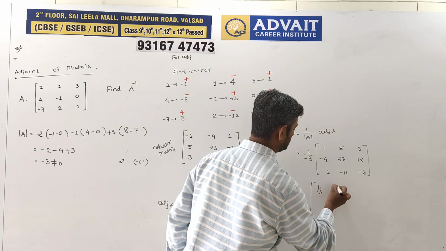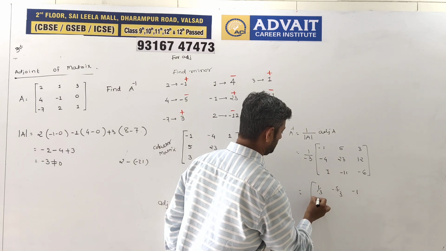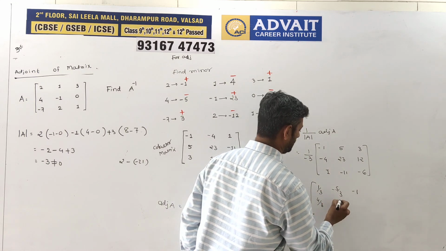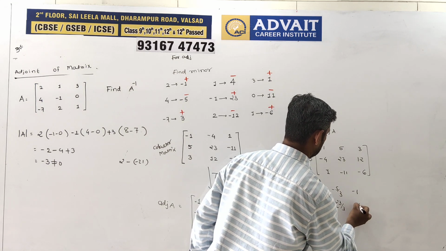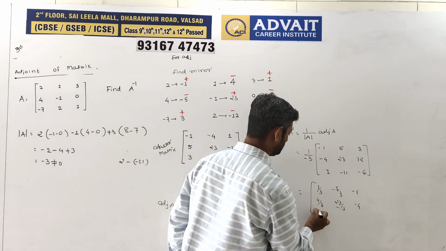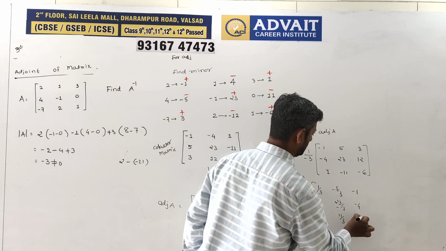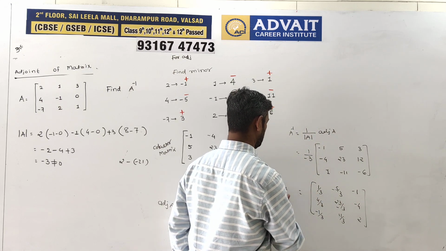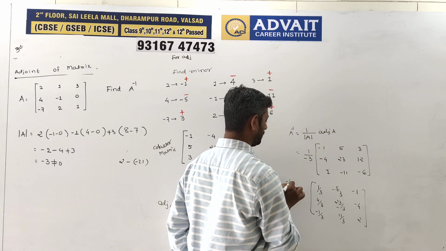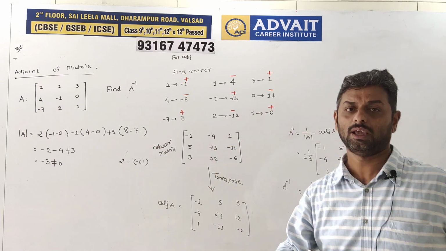1 by 3, minus 5 by 3, minus 1, 4 by 3, 23 by 3, minus 4, minus 1 by 3, 11 by 3 and 2. That is your A inverse. Okay. Now this is A inverse.